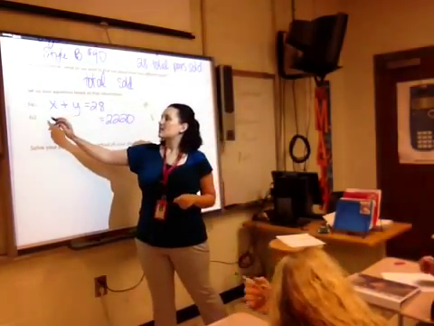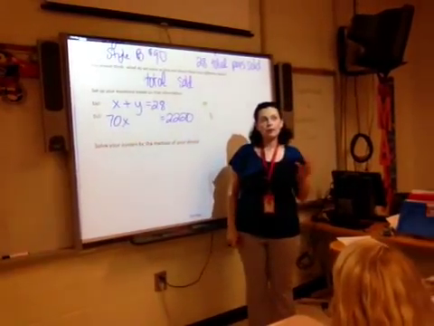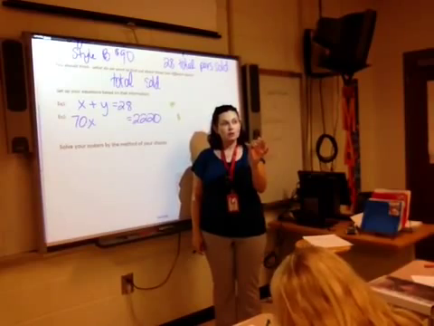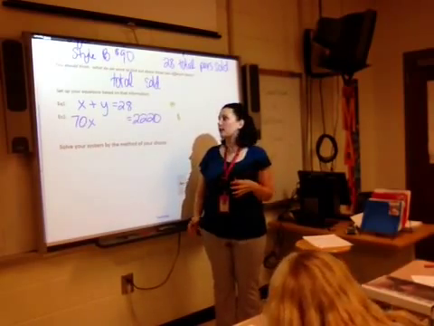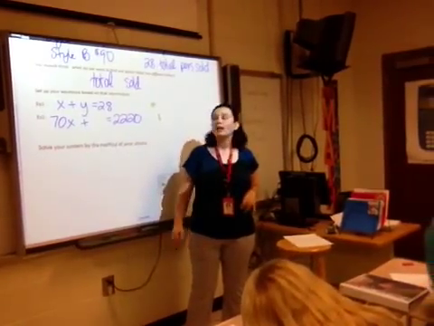$70. Very good. So $70 for style A. And like we said, we let X equal style A. So we're putting it in its place. We're using that variable to plug in for it. And then style B is how much? 90.